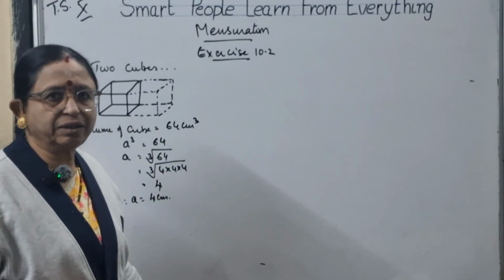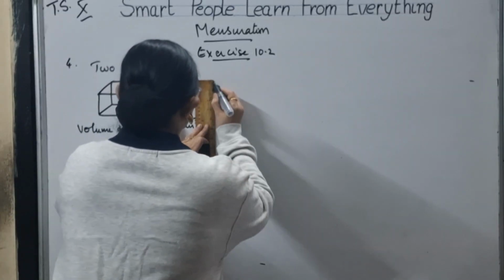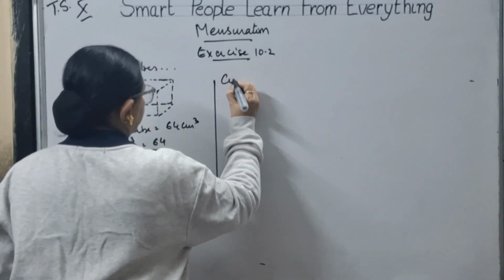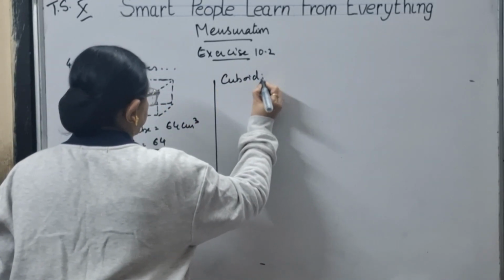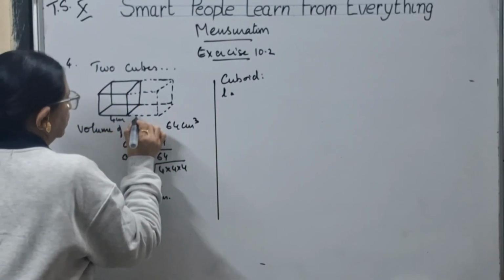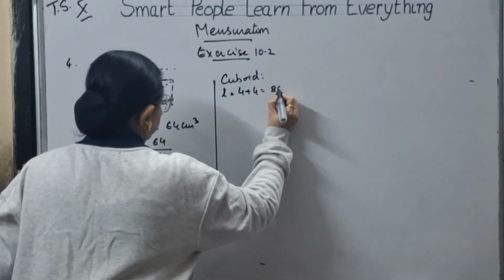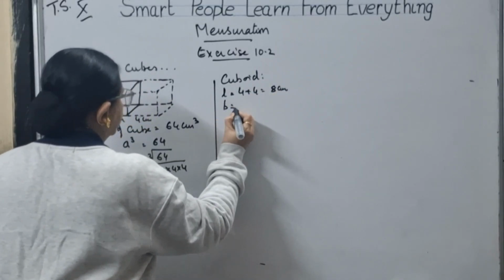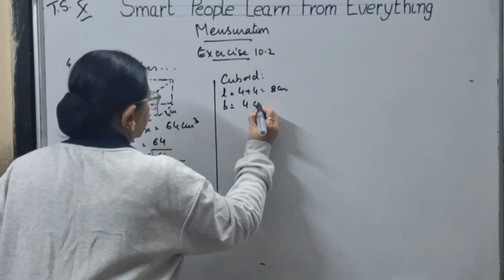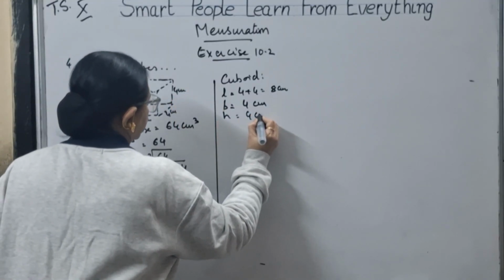Now, after getting this value of a as 4 centimeters, let us see, children. After joining you are getting a cuboid. For this cuboid, length is this 4 centimeters plus this 4 centimeters, 8 centimeters. Now breadth is how much? 4 centimeters only, because it is a cube. Breadth is 4 centimeters and height is also 4 centimeters.